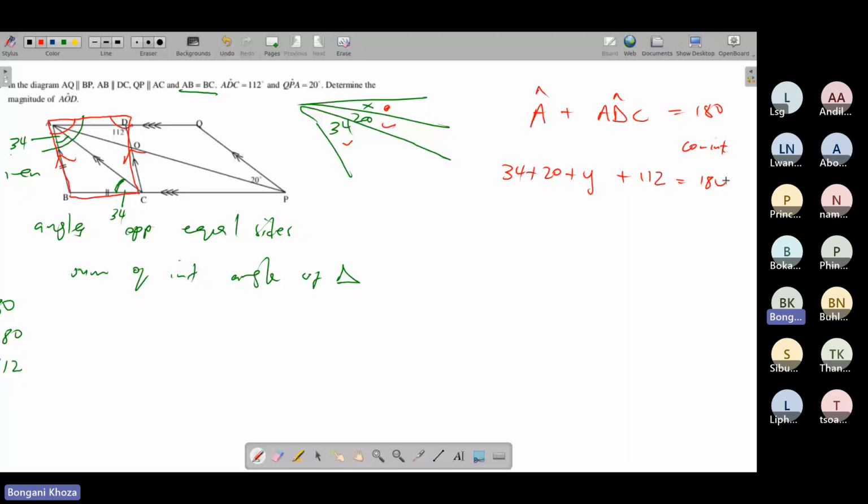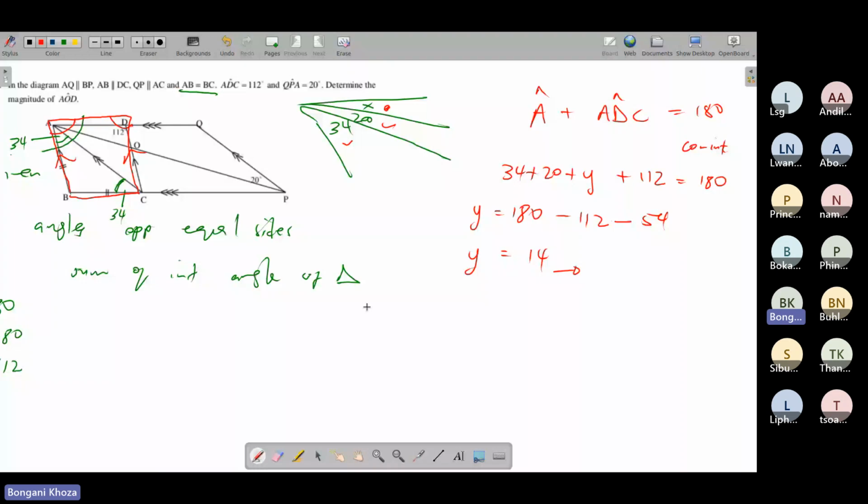Right. Then from here we have Y equals 180 minus 112 minus 54. So what do we have? 180 minus, what do we have? 14. So yes, we have 14 like that. So that means this small space over here is 14.